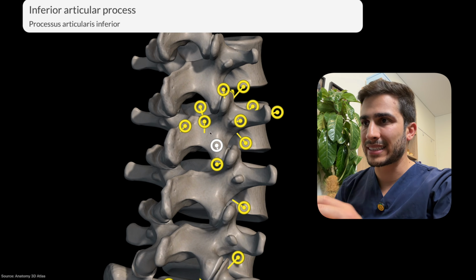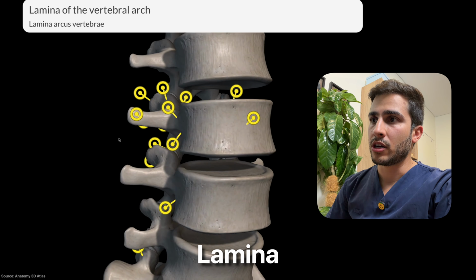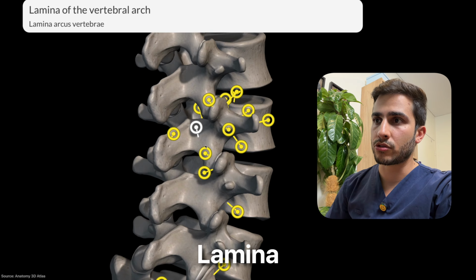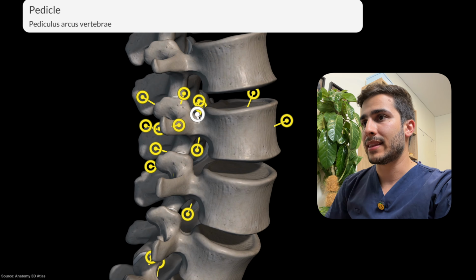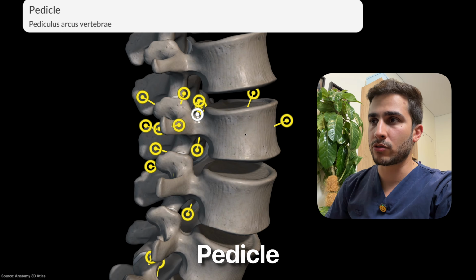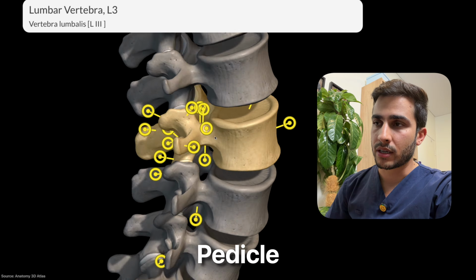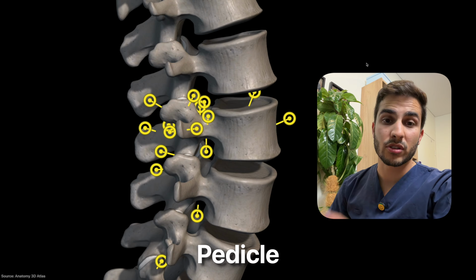I also talked about the lamina and the pedicle. So here is the lamina, where it's connecting the transverse process to the spinous process, so the connection here. And then over here, we have the pedicle, which connects the vertebral body to the rest of the structures at the back, or really vertebral body to the transverse process, if you will.